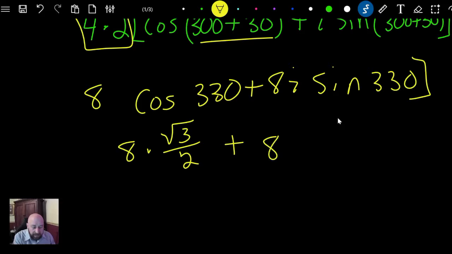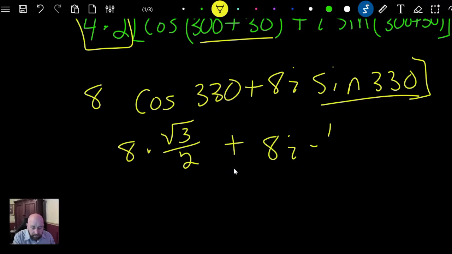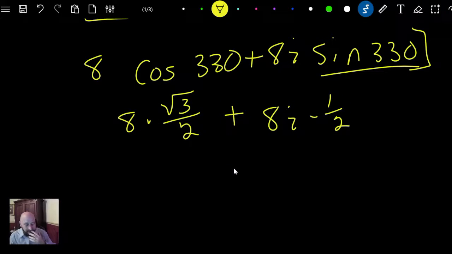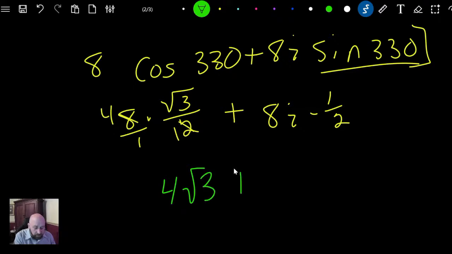So we're going to get 8i, and then we need to solve this. Come back over here to your calculator, and now we need the sine of that. So clear that out. We'll hit the sine of 330, and that's going to give us -1/2. So -1/2, okay? Now, we still don't have it quite in the format that we need. What you just need to do is solve these, okay? So if we reduce that, that'll give us 4. So that gives us 4 square root of 3.